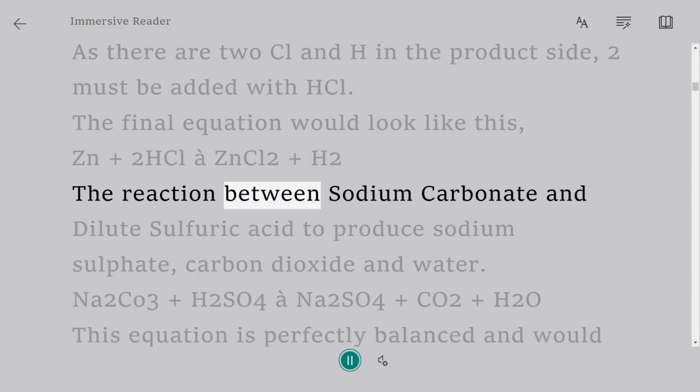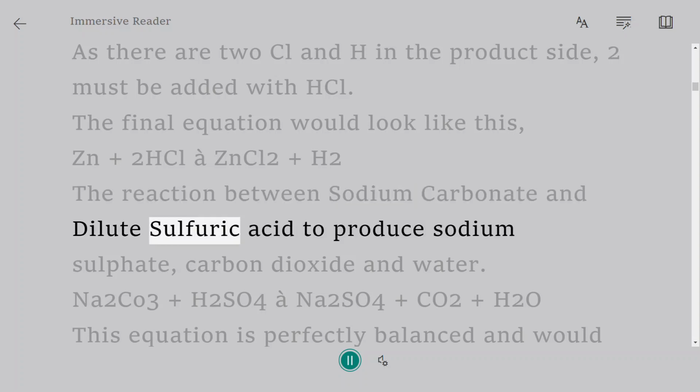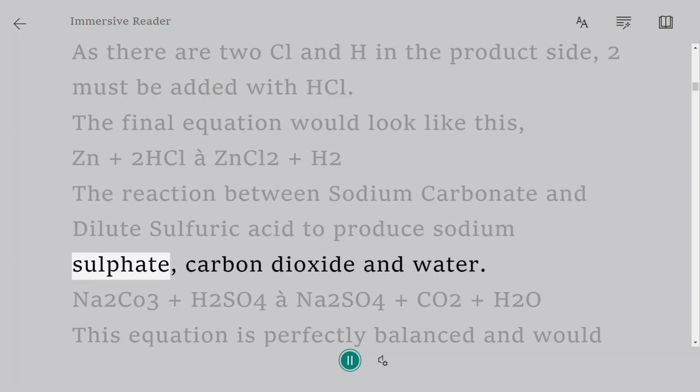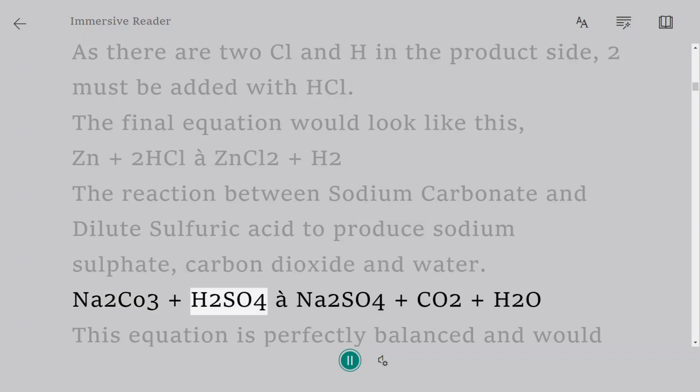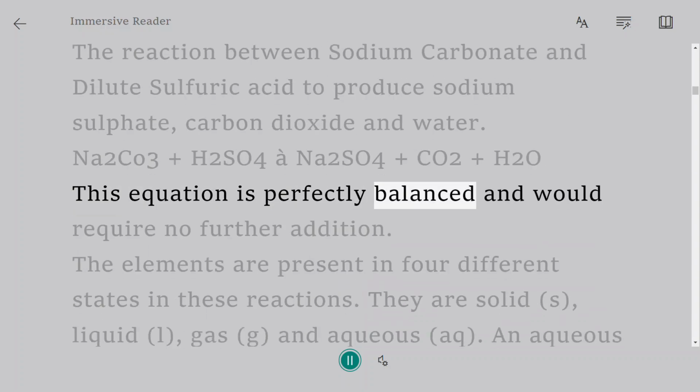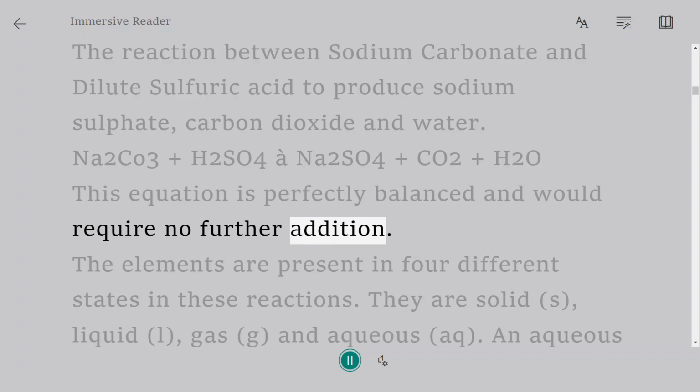The reaction between sodium carbonate and dilute sulfuric acid to produce sodium sulfate, carbon dioxide and water: Na2CO3 plus H2SO4 gives Na2SO4 plus CO2 plus H2O. This equation is perfectly balanced and would require no further addition.